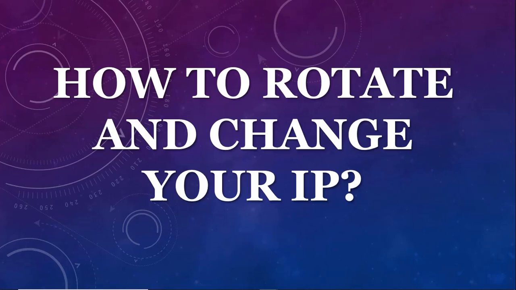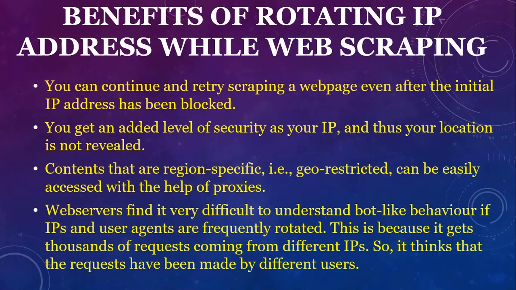But now let's dive into today's discussion and let's learn how we can actually rotate and change the IP. But before we dive into the code, let us try to understand what are the benefits of using proxies while web scraping. You can continue and retry scraping a web page even after the initial IP address has been blocked. That means even if a particular IP address that you were using to scrape the website has been blocked, you can use another IP address by rotating them and still keep scraping the website even though the first IP address was blocked.